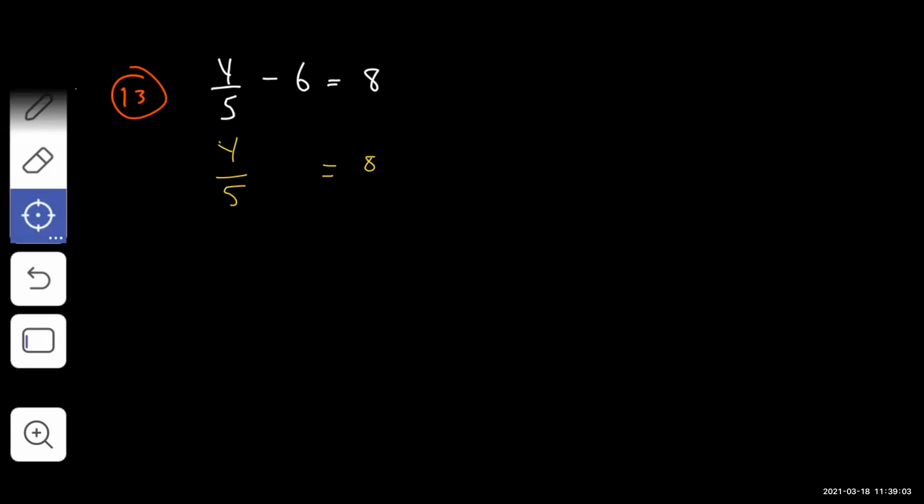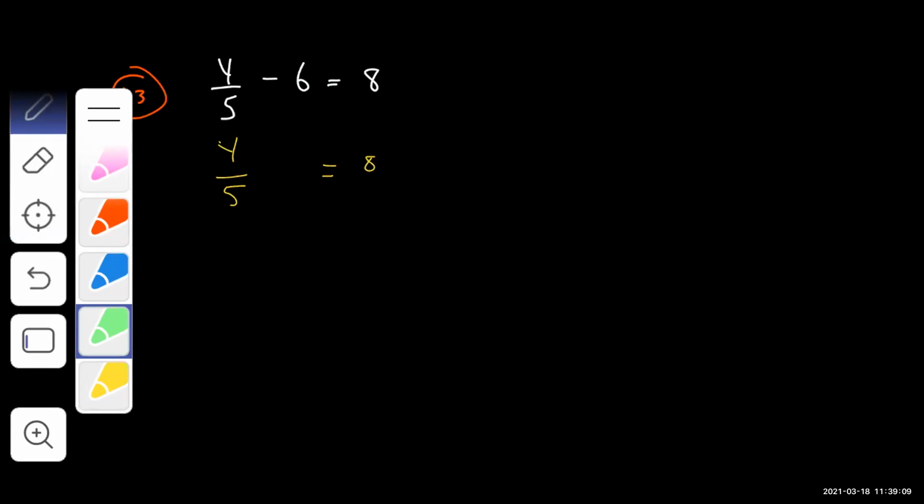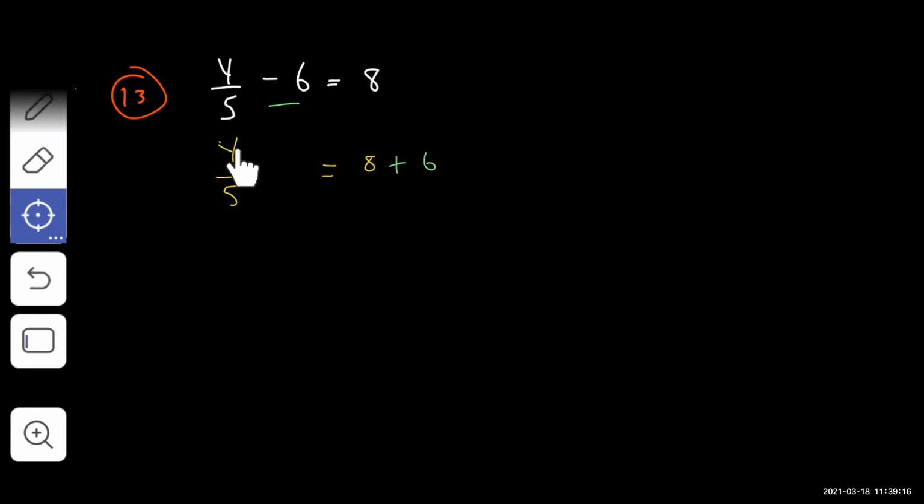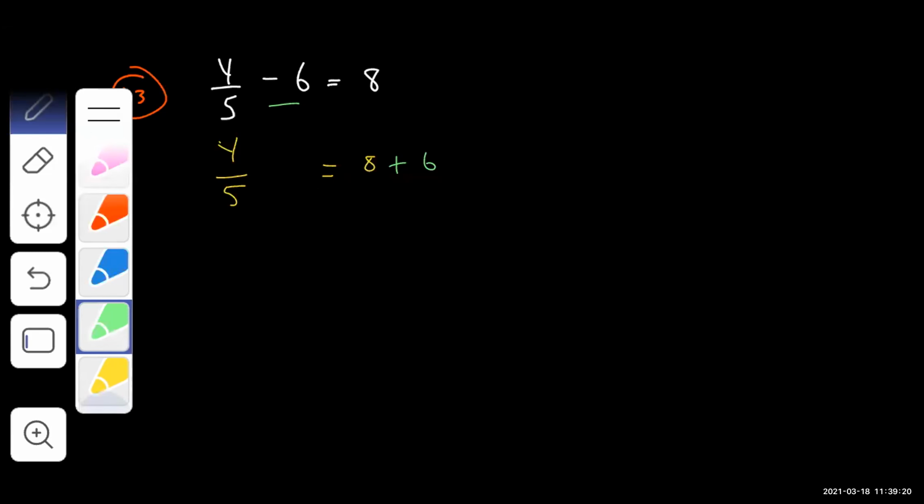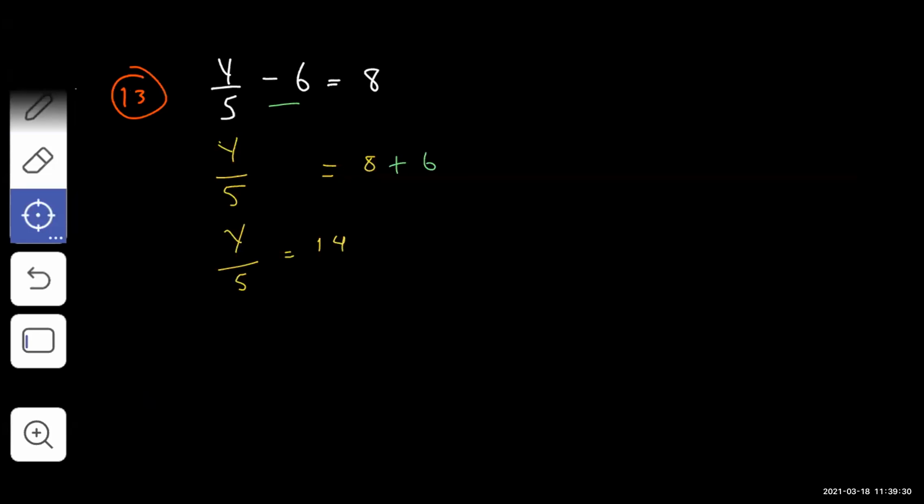Do I have another constant term, guys? Another number alone? Yes, negative 6. Of course, I add positive 6 to both sides. Okay, this is what I got. Let's simplify that. y over 5 is going to be equal to 8 plus 6, which is 14.